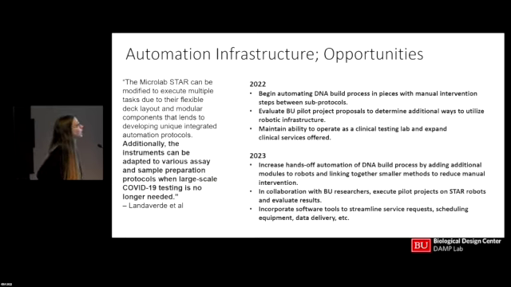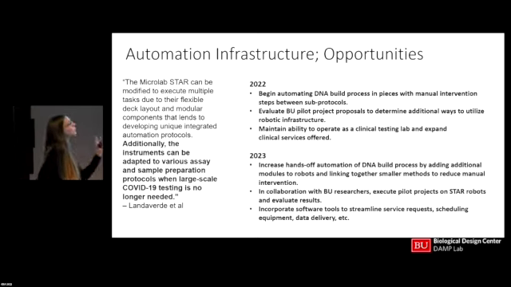And then also maintaining the ability to operate as a clinical testing lab and expand clinical services offered. So we're currently working on validating a monkeypox assay and an influenza B assay to provide to not just the BU community, but also externally as well, which has a high value in the scale that we could test at and also for the university itself.